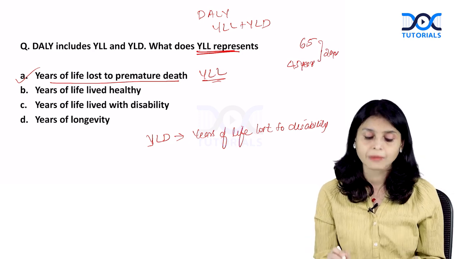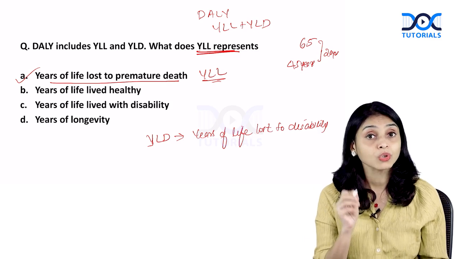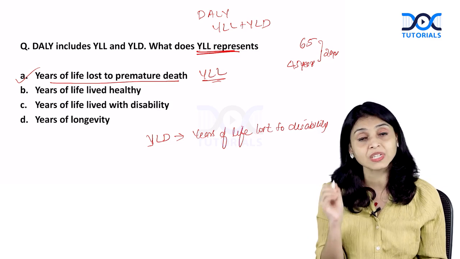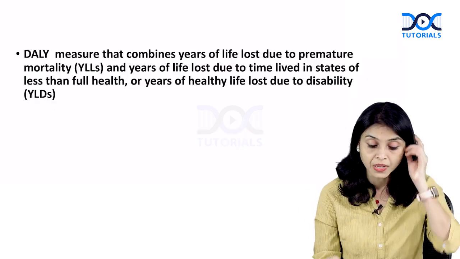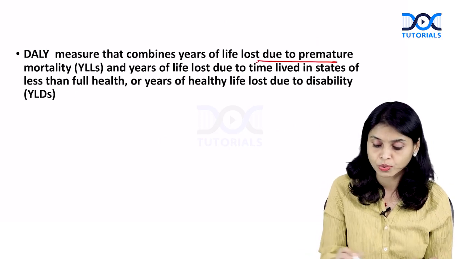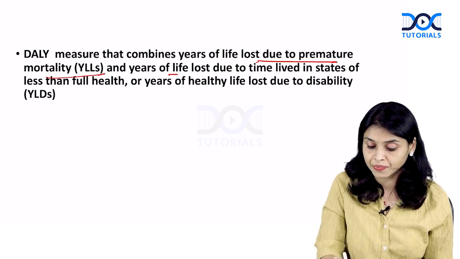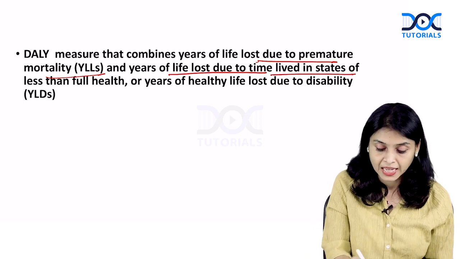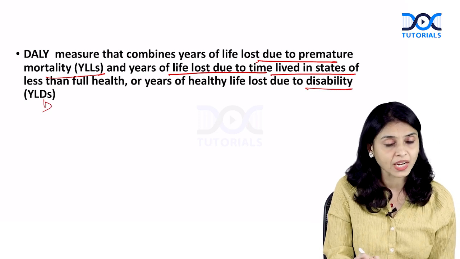Okay, so this is YLL, years of life lost due to premature death, and YLD is years of life lost because of disability or years of life lived with disability. So, DALY measures, as we have already seen, life lost due to premature mortality, that is YLL, and years of life lost due to time lived in less than full health or in disability. So, just remember D is disability.